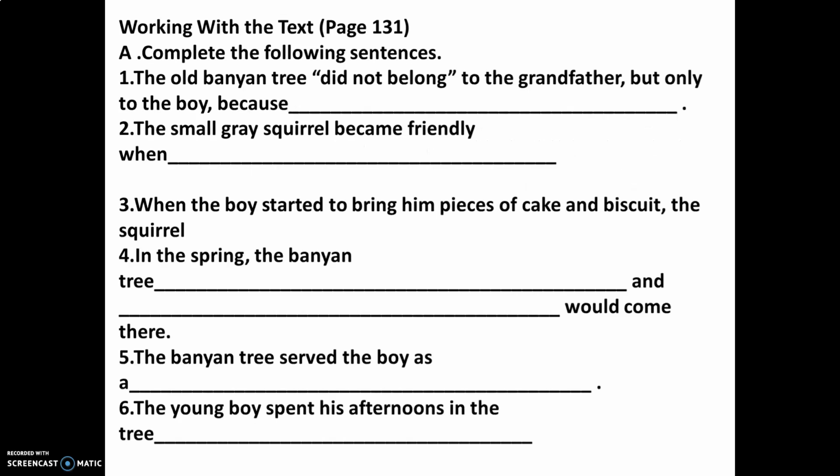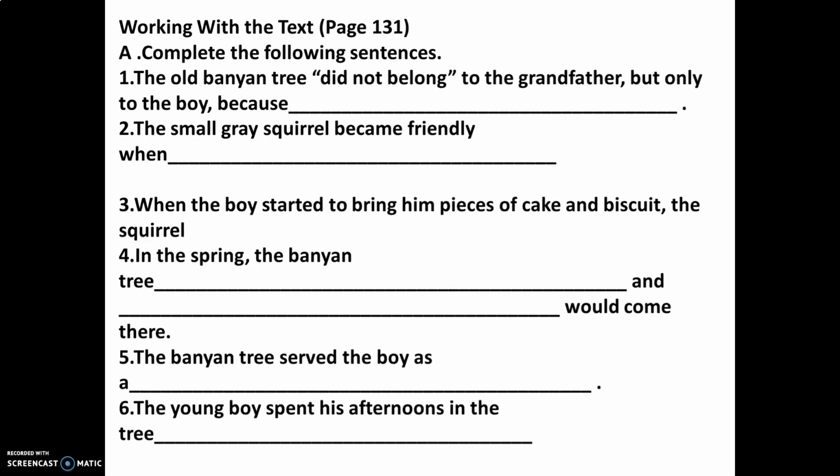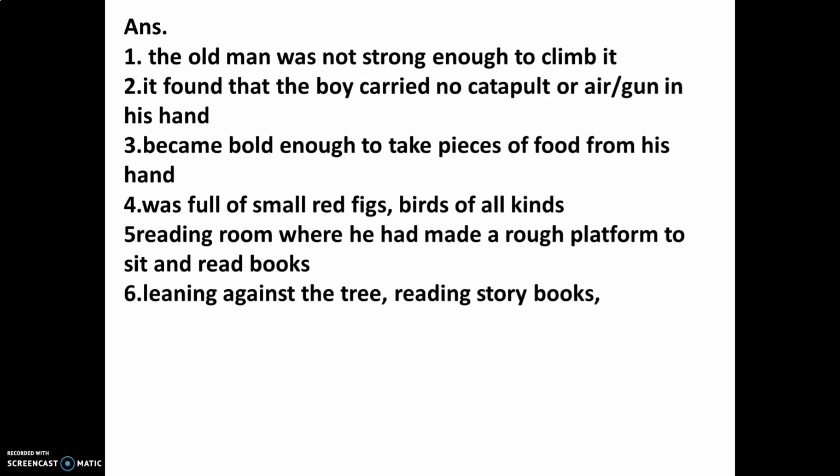Now, working with the text, page number 131. The old banyan tree did not belong to the grandfather but only to the boy because the old man was not strong enough to climb it. The small gray squirrel became friendly when it found that the boy carried no catapult or air gun in his hand.